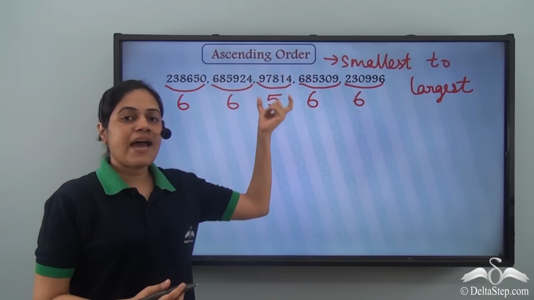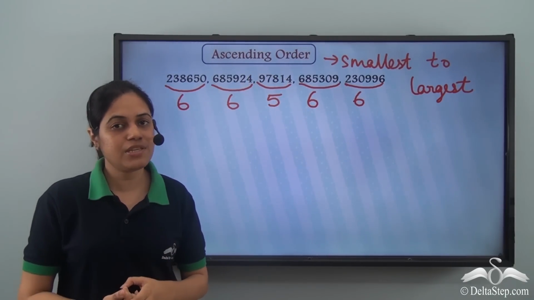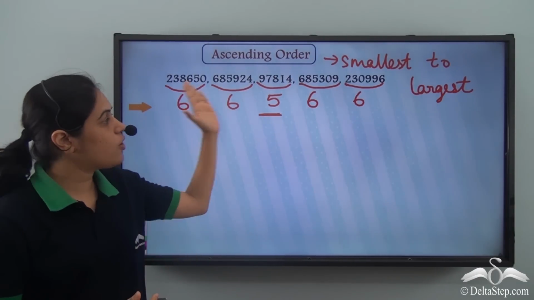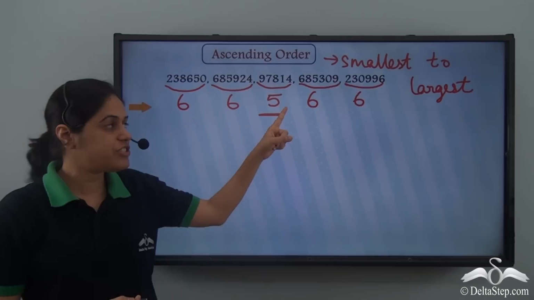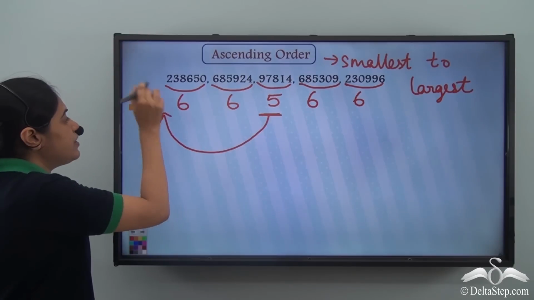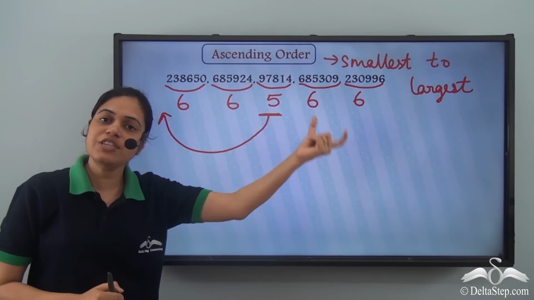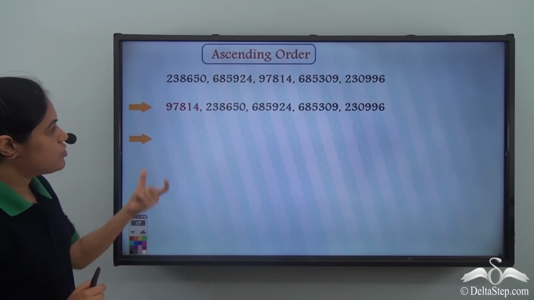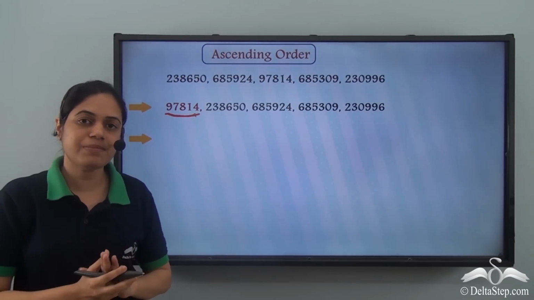Now I know that any number having 5 digits will be smaller than any number having 6 digits. So this number will be the smallest among all these numbers because it has 5 digits. It is the only number having 5 digits. All the other numbers have 6 digits. So this number is the smallest number, and it will come at the beginning because we are supposed to arrange from smallest to largest. So 97814 will be the first number.